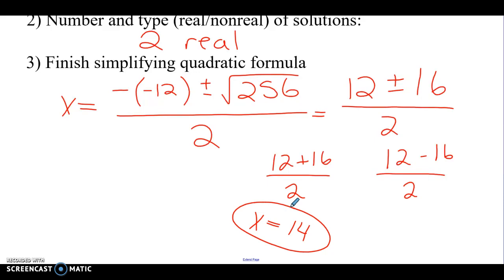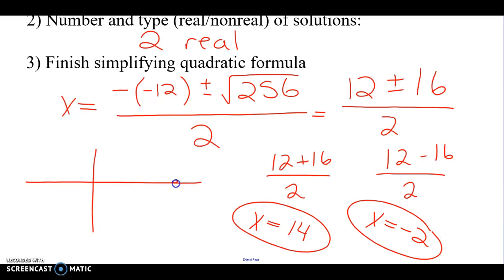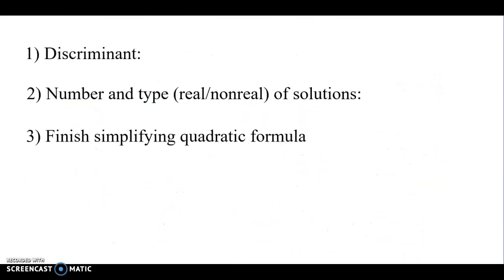Then the other one, 12 minus 16 divided by 2, means our other x-intercept is negative 2. So this is a parabola that has x-intercepts of 14 and negative 2. And I know it opens up because the a value is positive, if you remember that back from algebra 1, but kind of a big sketch there.